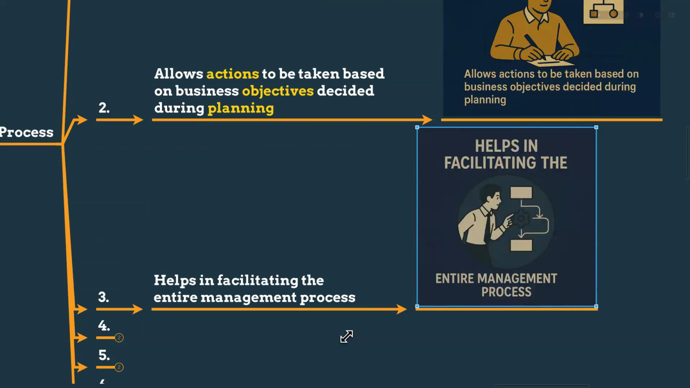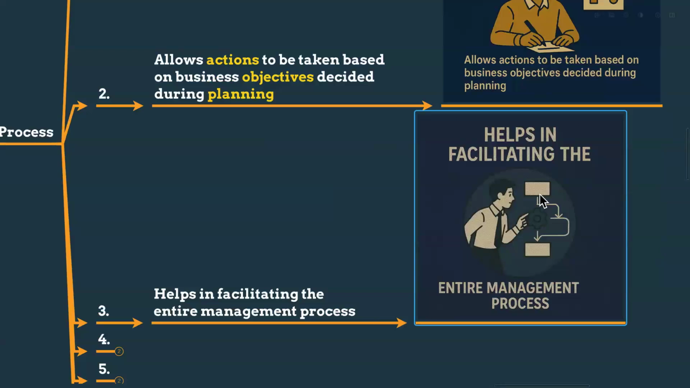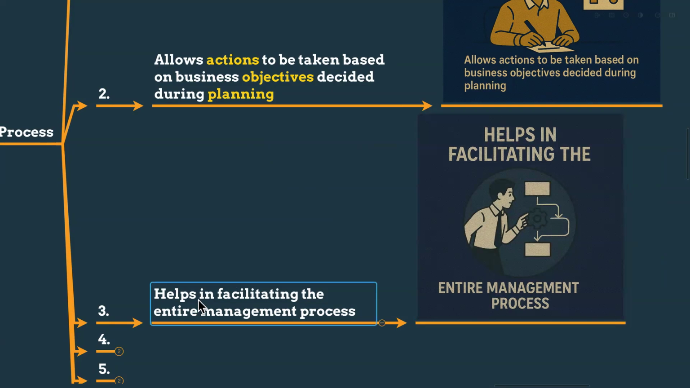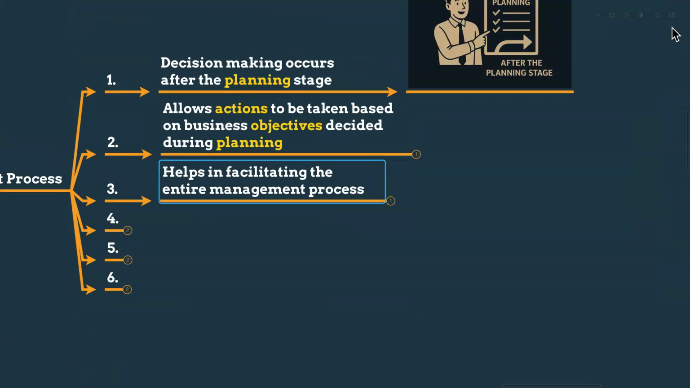How? After planning, you have to do organizing. How will it help? You will decide how to structure the teams and the department. So you have to do decision making, and you have to do staffing. You have to decide who to hire, who to promote, who to train. And after that, you have to do the coordination. You have to decide how different departments work together. You have to do communication. You have to decide what information to share and how. So it will help in facilitating the entire management process.